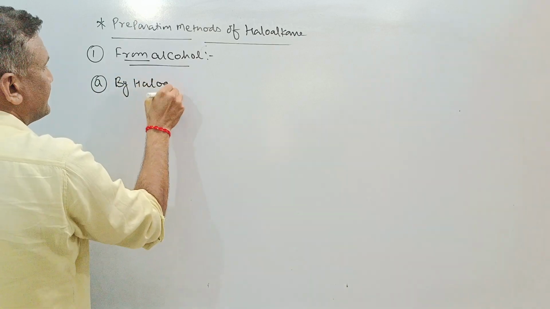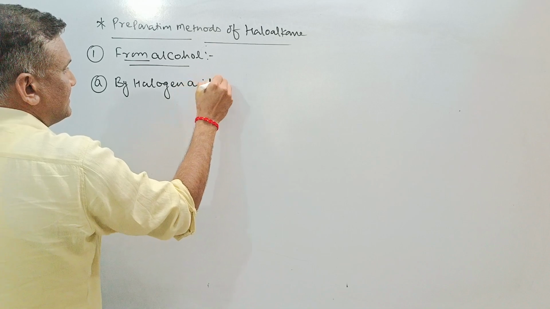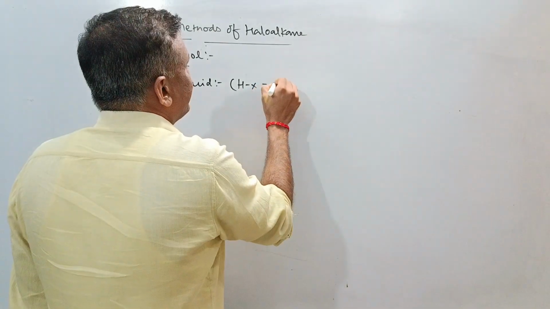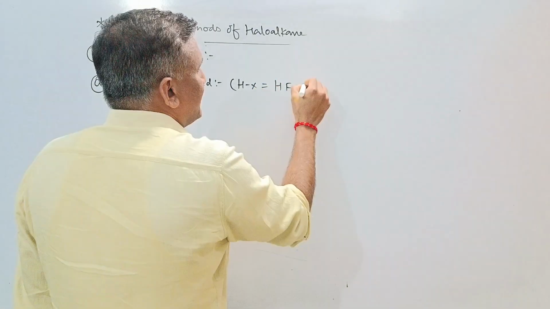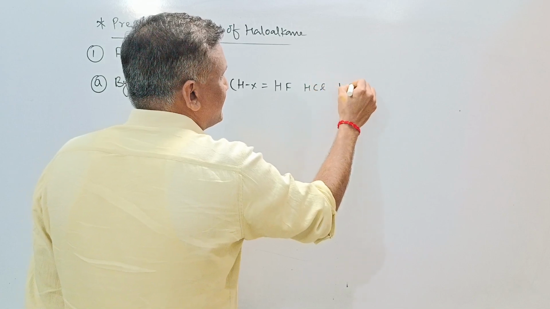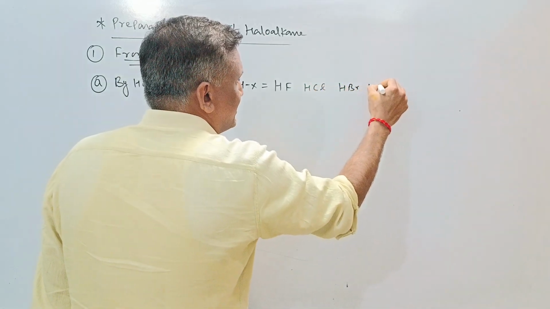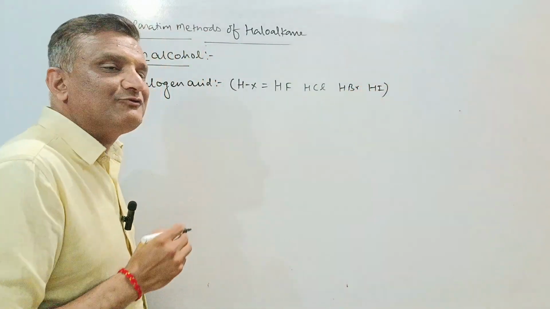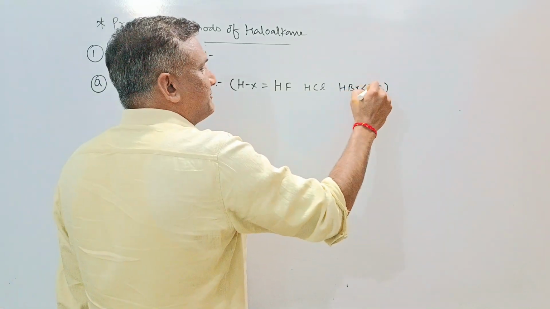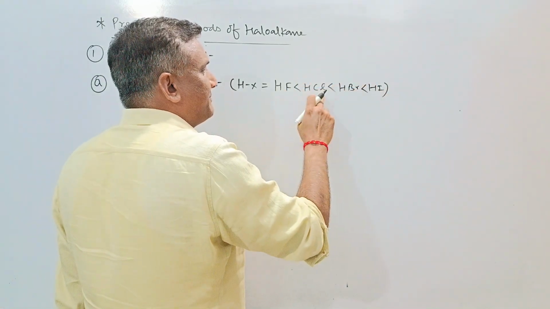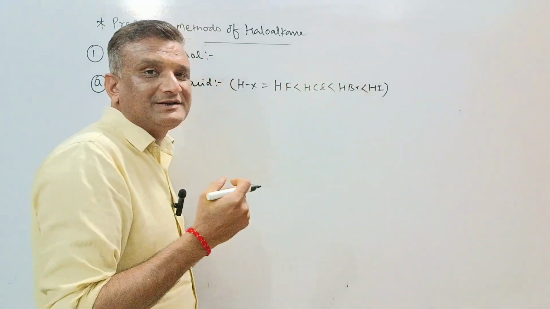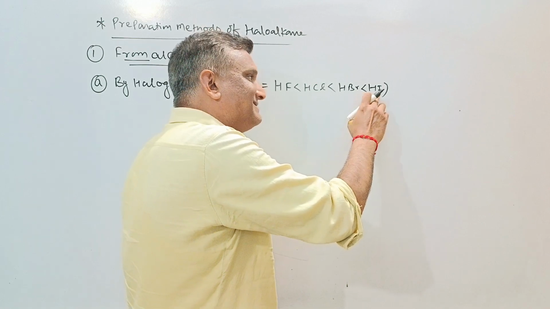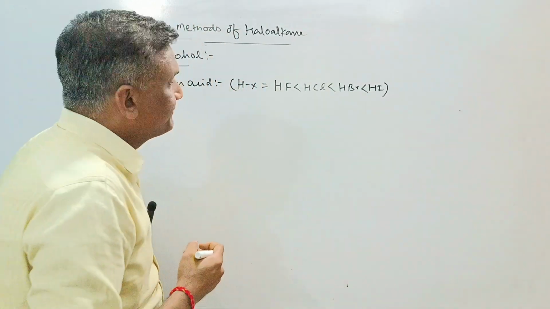Halogen acid. The general formula for the halogen acid is HX. Regarding HX, we have HF, HCl, HBr and HI. These are the halogen acids. Regarding the reactivity sequence of halogen acids, HI will be the most reactive because, as we know, on moving down a periodic table, the size of the halogen atom increases. So it is convenient to dissociate the bond between H and I. So it is more reactive.